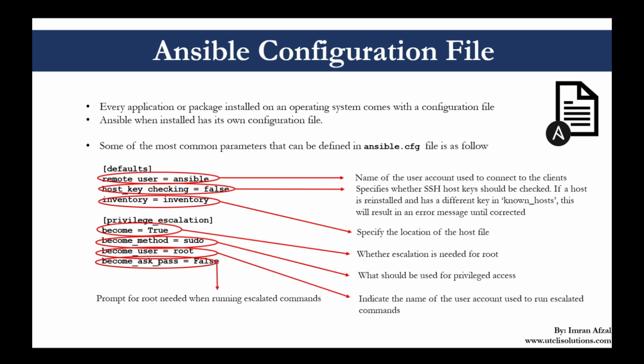So these are very common, very basic configuration parameters that you could specify in your configuration file. But as a beginner, I would say you could leave the ansible.cfg file as is, and make changes to it once you have a good understanding of how Ansible automation works.